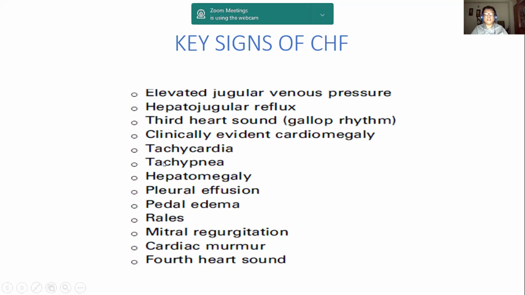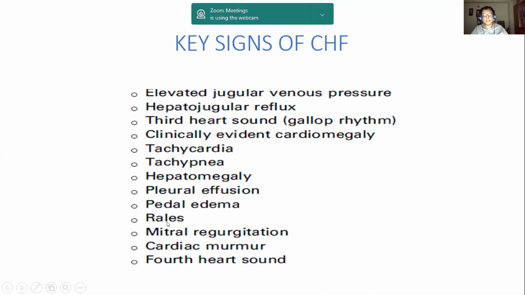The respiratory rate may be high. There may be heart rate high. There may be hepatomegaly due to congestion. There may be pleural effusion, predominantly right-sided pleural effusion. If you find a left-sided one, we think about pulmonary pathology. The pedal edema disappears very fast on diuretic therapy, so we might not get it.